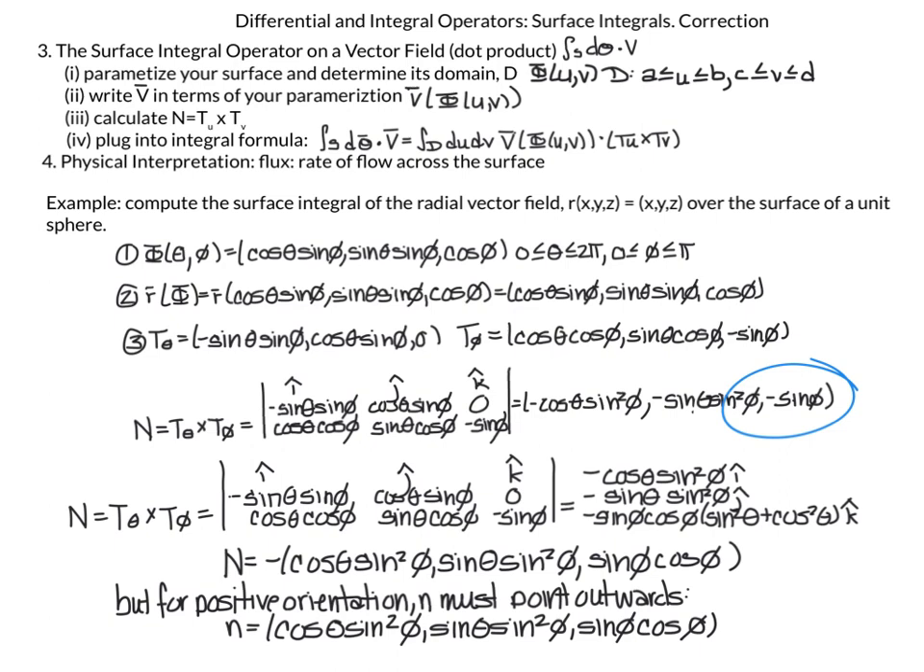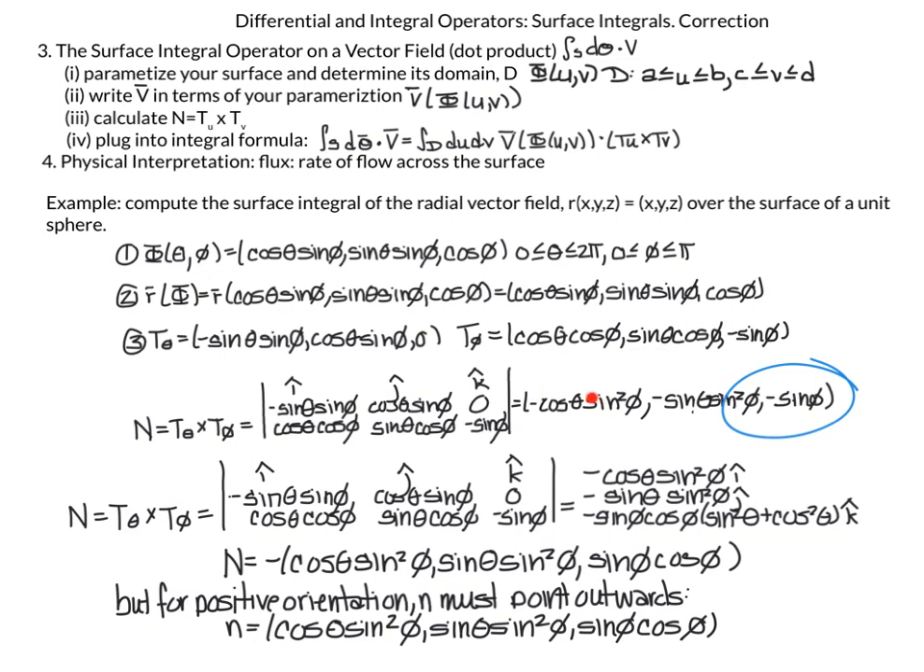So normally for a small computation error or transcription error, I wouldn't do an entire correction video. But because this was a conceptual problem, I have this correction video here. The first thing I noticed is I actually dropped a cosine phi term here when transcribing from my solution.